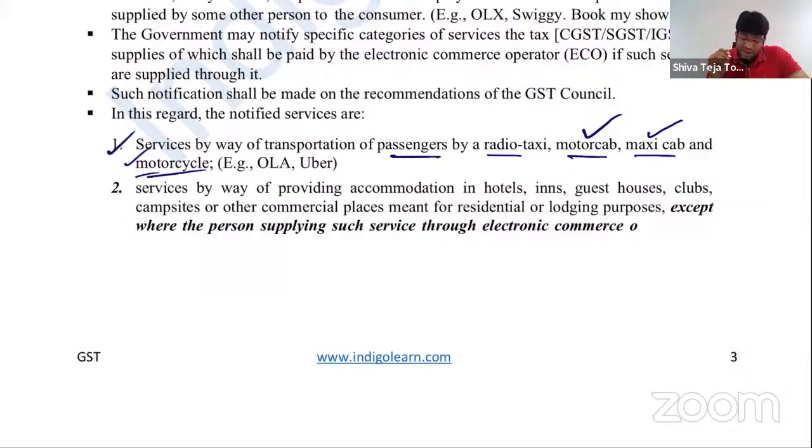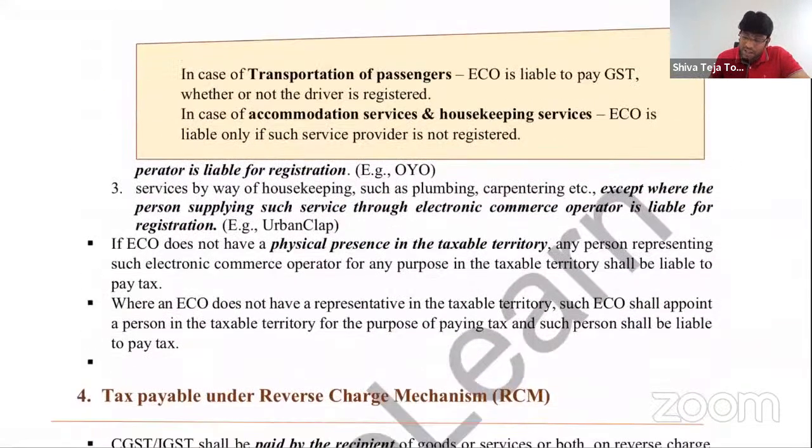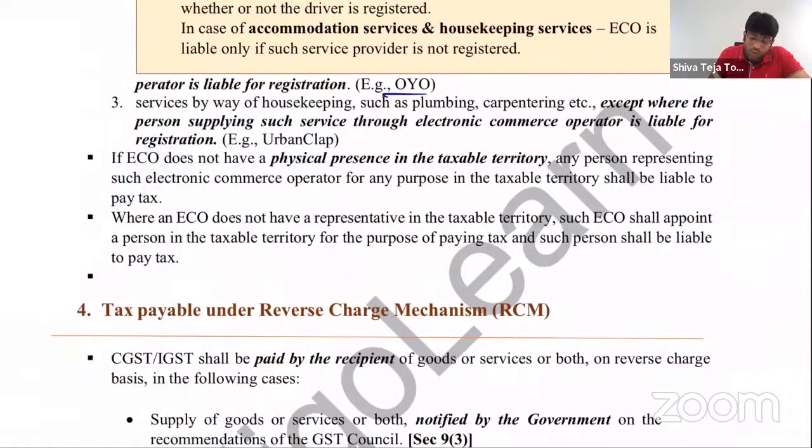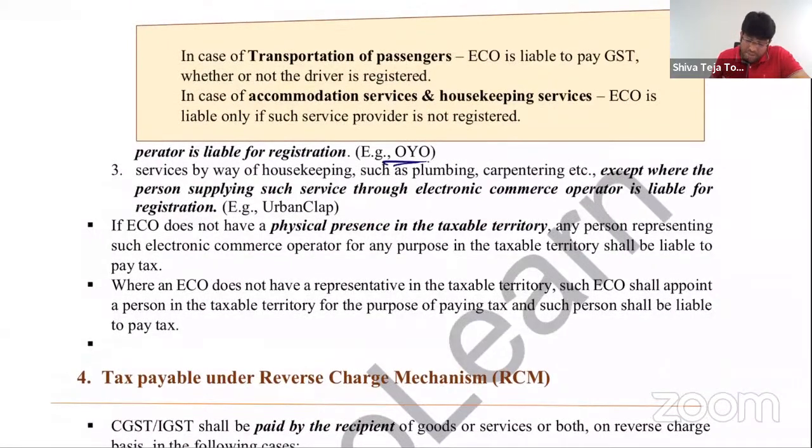Next, services by way of accommodation in hotel. What are the apps for accommodation in hotel? Goibibo, Make My Trip. So many apps are there. Accommodation in hotel, guest house and all, except when the person supplying service to the e-commerce operator is liable for registration. One more example, OYO rooms. Next, services by way of housekeeping, plumbing, carpentering and all, except when the person supplying service is liable for registration. Classic example, Urban Club, which is now known as Urban Company.